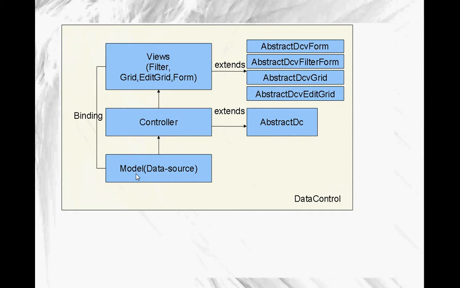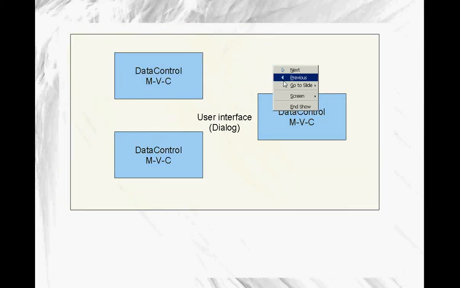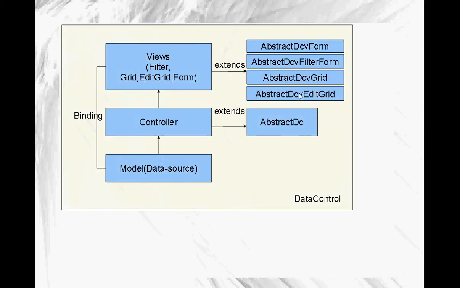So the data control has a model, a controller, and certain views. The views are aware of the controller, the controller is aware of the model, and the views and the model communicate through a binding. Now, as an architecture, as development, all the views extend certain abstract views. A filter extends an abstract filter form. An edit grid, an abstract edit grid, and so on. The controller extends an abstract data control. The model does not extend anything. So this is very briefly the architecture of a data control.